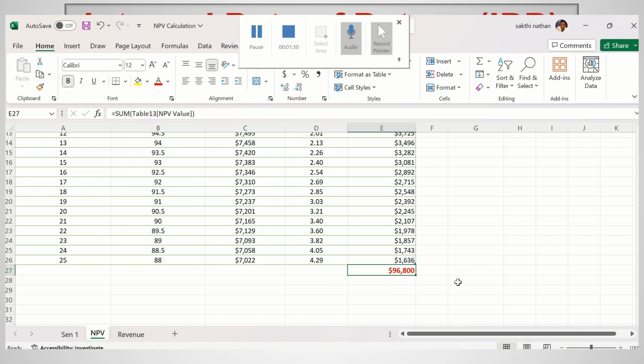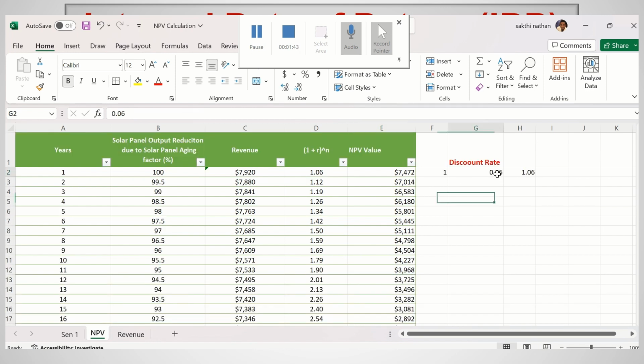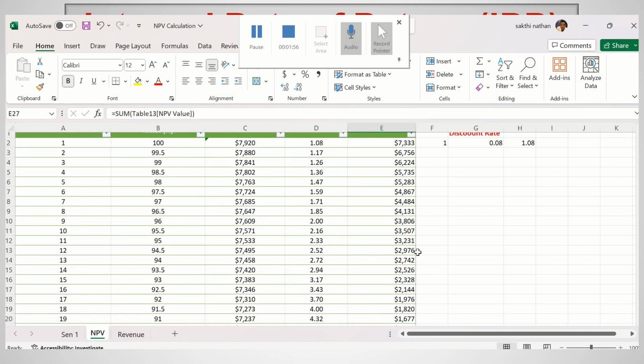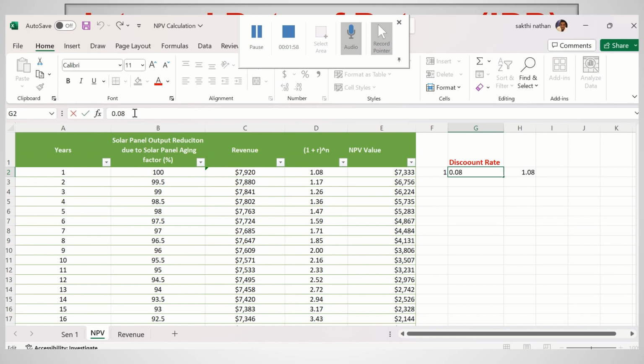But what is my target? The target is to reduce this to $50,000. I have to bring this to $50,000 because the $50,000 is my investment, so they have to be equal. So I want to increase a little more. I'm increasing the discount rate by trial and error method. I make it an 8% discount rate. Even for 8% I'm not getting the $50,000.